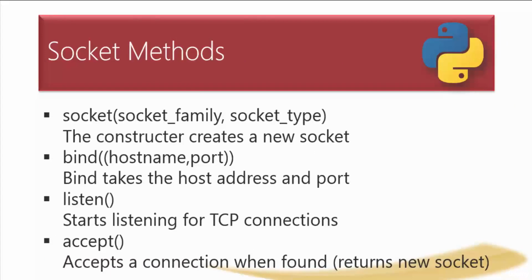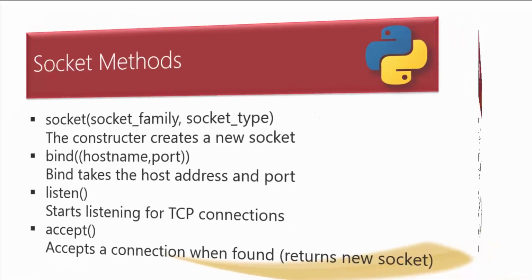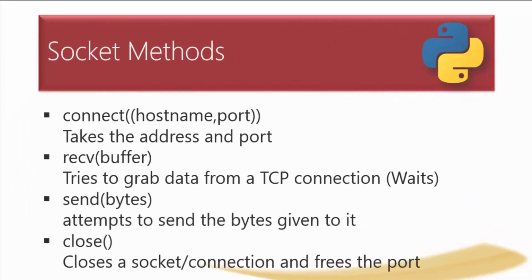Various socket methods that we can use in Python programming are listed. For instance, we can use the basic socket method, the constructor that creates a new socket. Then we can bind the socket with the host name and the port. Once it's bound, it's going to start listening, and then we can also use other methods such as accept, which would accept a new connection when found. Similarly, once you specify the host name and port, you can also use additional methods such as receive buffer, send the bytes, and closing the connection, and so on.